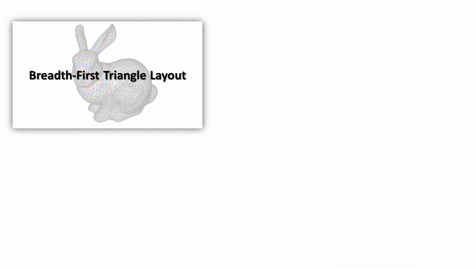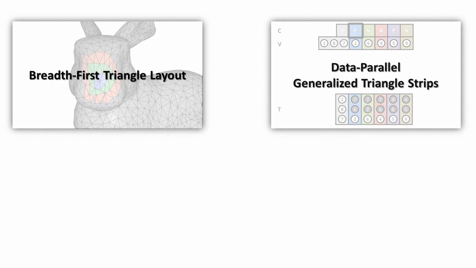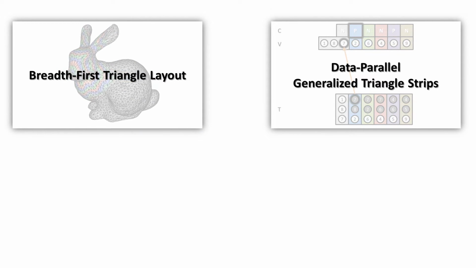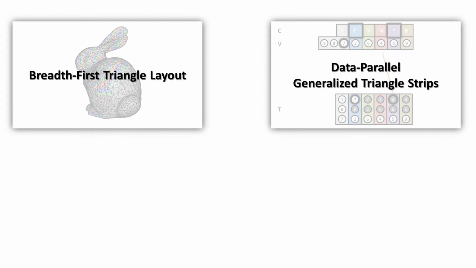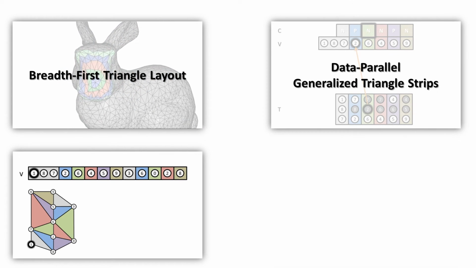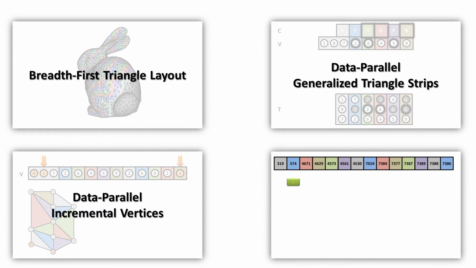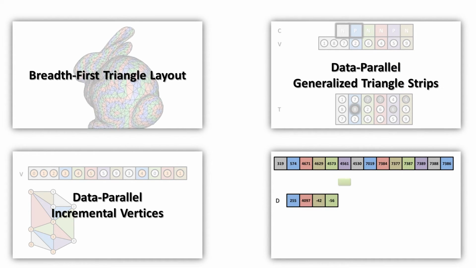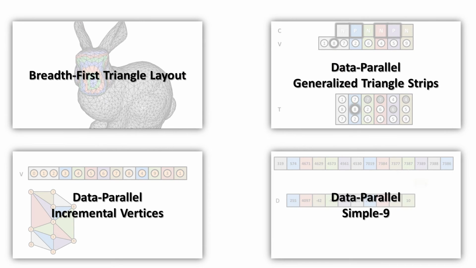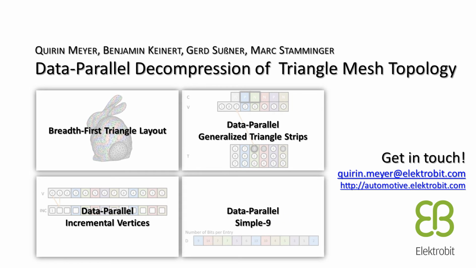To conclude, we were using a breadth-first layout across the triangle mesh to create generalized triangle strips. Then, we suggested a data parallel algorithm for decompressing generalized triangle strips on the GPU using one thread for each triangle. We further stored vertices incrementally to improve compression and suggested a data parallel algorithm for decompression. And finally, we were using Simple 9 for even more compression and proposed a data parallel algorithm for decompression. And all of this allowed us to perform data parallel decompression of triangle mesh topology.